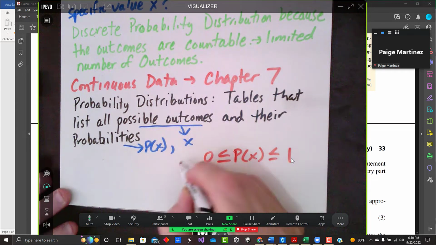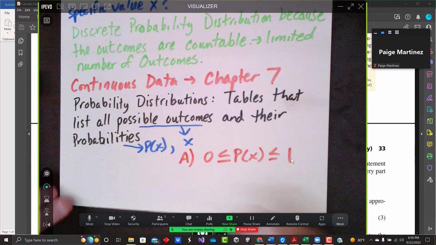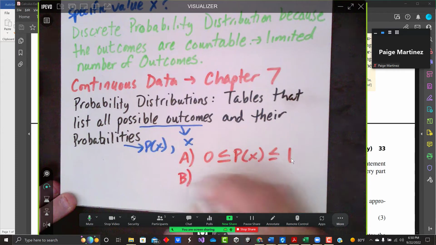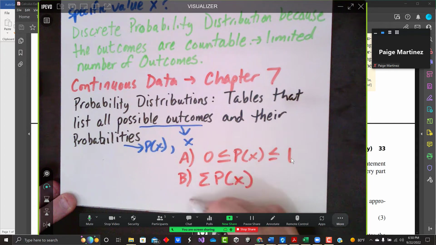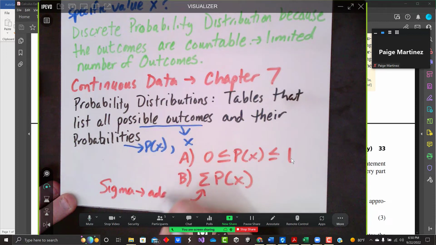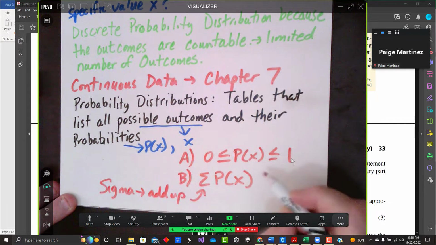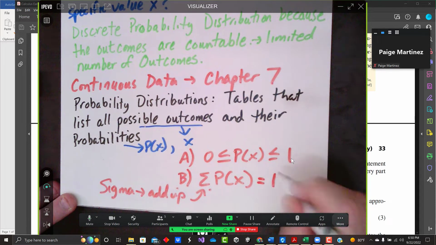That's my first requirement. We'll call it A so I don't see numbers there. And the second requirement is that the probabilities have to add up. Again, this is capital sigma, and it means add up. When we add up all the probabilities, it has to equal 1.